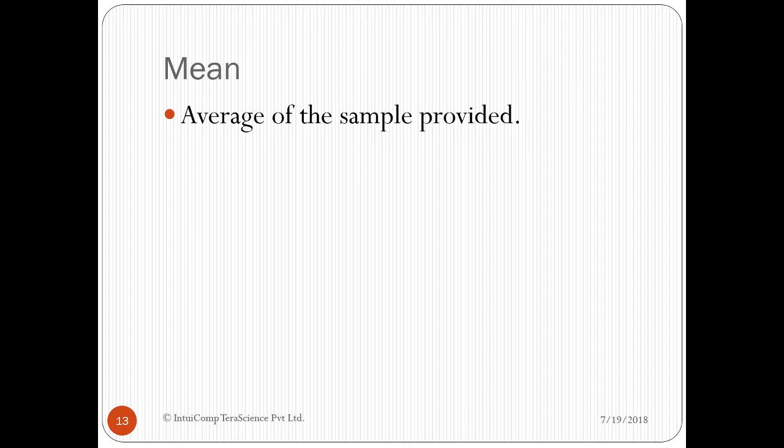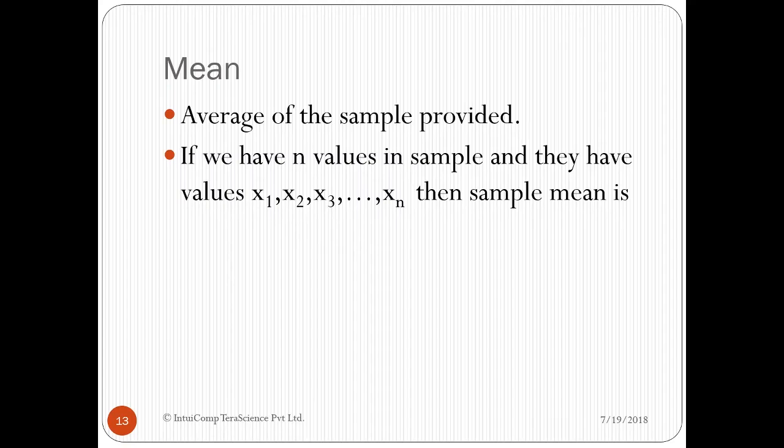For example, if we have n values in a sample and they have values x1, x2, x3 till xn, then the sample mean is the total of all values divided by the size of the data set. It works well when the distribution is symmetric and there are no outliers. An outlier is a data point which is significantly greater or smaller than other data points in a data set.